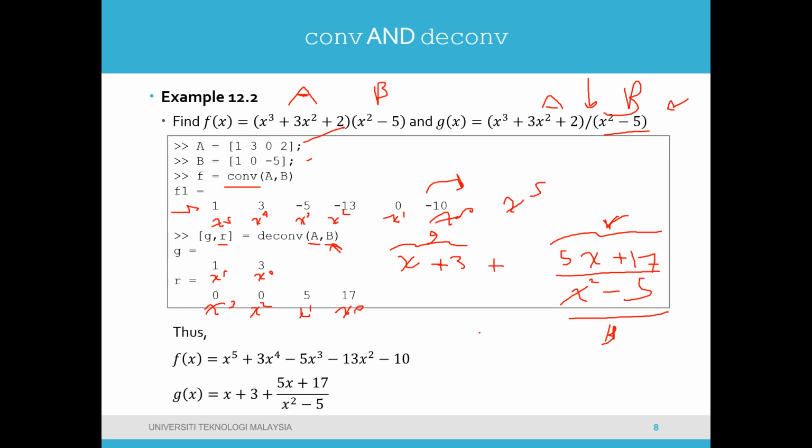This one, you just copy it back. This is how you convert from the vector to the polynomial. Okay, so you can see here the result. I hope you can understand how to do conversion, multiplication and division for the polynomial.